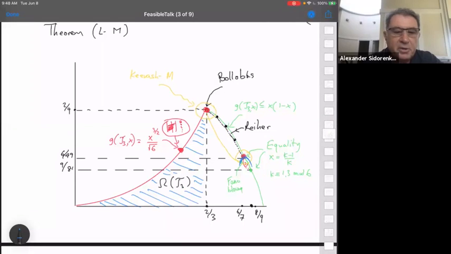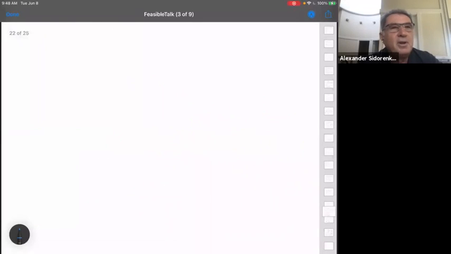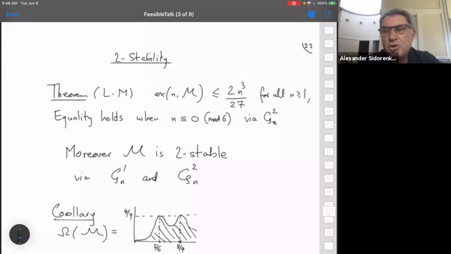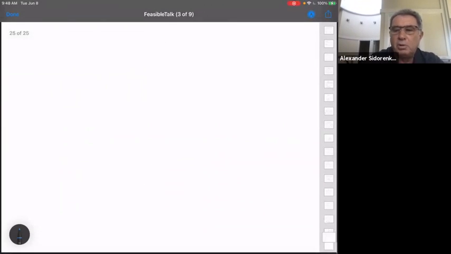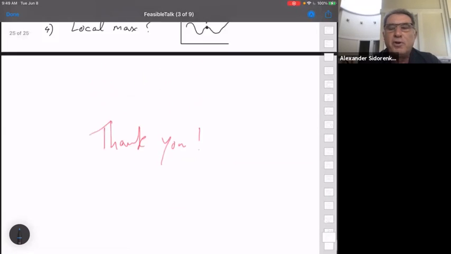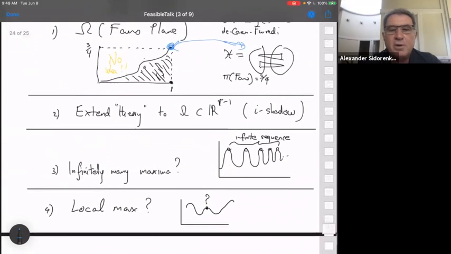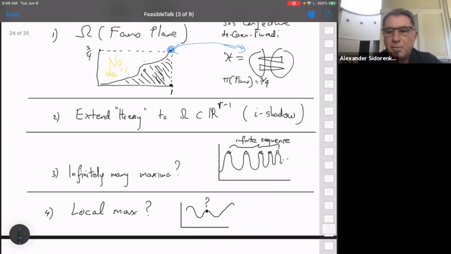And another question about infinite number of maxima. Does it count? Do you know, I think it shouldn't be hard, an example where you have the whole plateau. So you have the whole interval of values of x where you have the same upper bound.